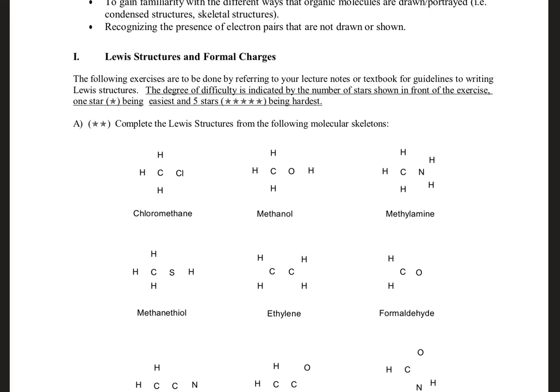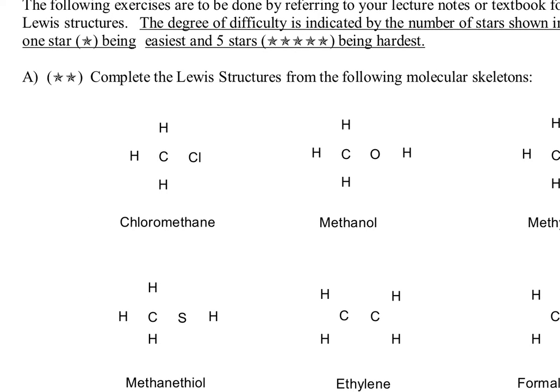All right, so part 1 here, Lewis structures and formal charges. The following exercises are to be done by referring to your lecture notes or textbook for guidelines to writing Lewis structures. The degree of difficulty is indicated by the number of stars shown in front of the exercise, 1 star being the easiest and 5 stars being the hardest. All right, so question A here is 2 stars. Complete the Lewis structures from the following molecular skeletons.